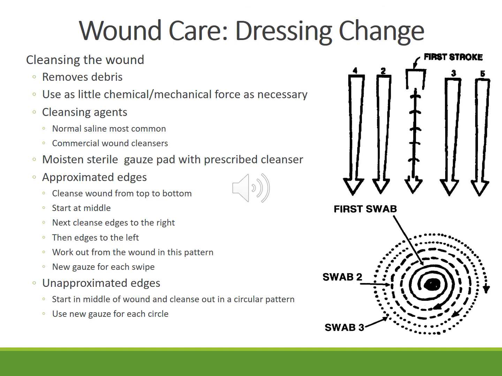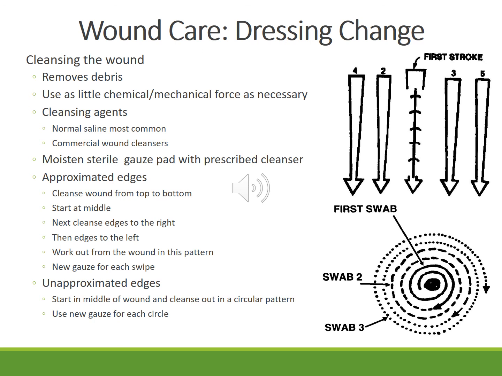Each time we make a swipe, we're going to use a clean gauze with the cleanser on it. So you're going to need several gauze pads when you're cleaning a wound. Make sure you have the appropriate amount of dressing supplies at the bedside, being aware that you are going to probably need at least 5 to 7 gauze pads, because you want to use a clean one with each swipe. Unapproximated, you're going to start in the middle of the wound and cleanse out in a circular pattern. You will use a new gauze for each circle, so you can see the picture here.